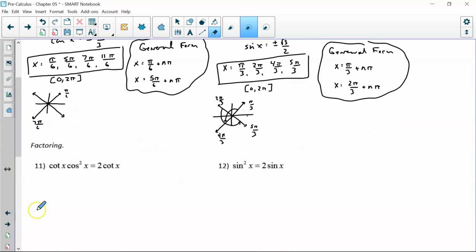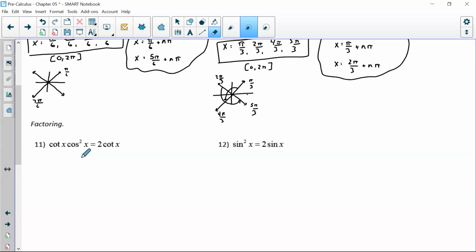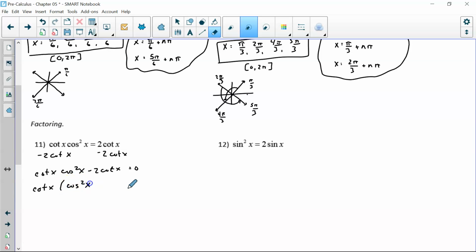Problem number 11. Here's another type where we have to factor. So looking at this, we're going to get it equal to 0. So we're going to subtract 2 cotangent of x from both sides. So we get cotangent of x cosine squared of x minus 2 cotangent of x equals 0. We can factor out a cotangent, so we get cotangent of x times cosine squared x minus 2.